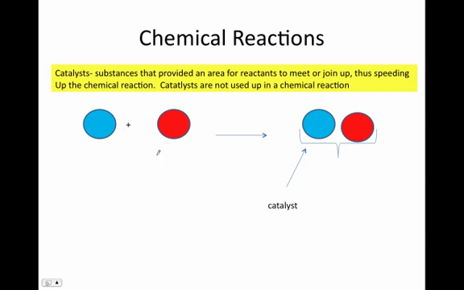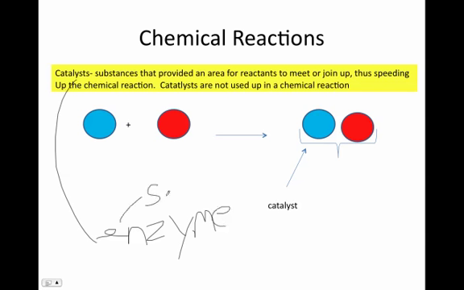The other thing that we can do to speed up chemical reactions is to introduce a catalyst, like an enzyme. An enzyme is a catalyst. There are enzymes in our bodies to help speed up chemical reactions. For example, in our mouth, we have salivary amylase. Amylase helps speed up the breakdown of sugars in our mouth.